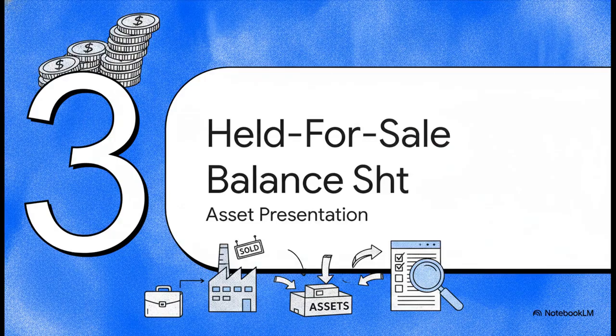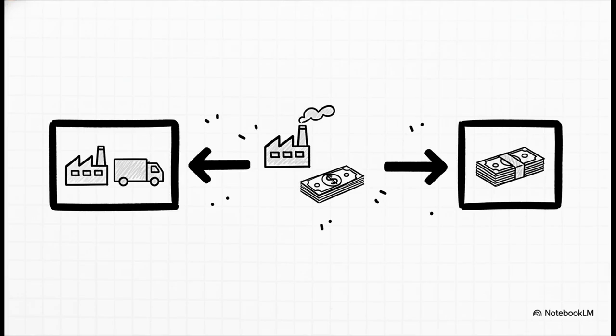Let's jump to Section 3, the held-for-sale balance sheet. So once management officially commits to a plan to sell a component and that sale is realistically expected to close within 12 months, it gets classified as held for sale. At this exact moment, your balance sheet presentation has to shift. The assets of the disposal group are completely sequestered and shown as a separate current asset line. Likewise, the liabilities of that disposal group are pulled out and shown as a separate current liability line.